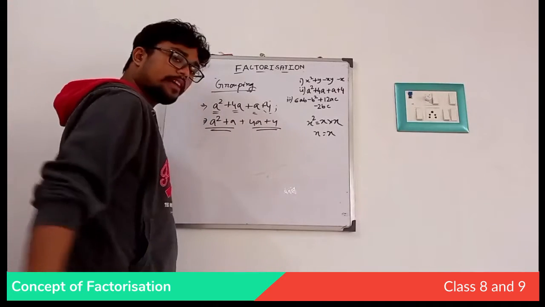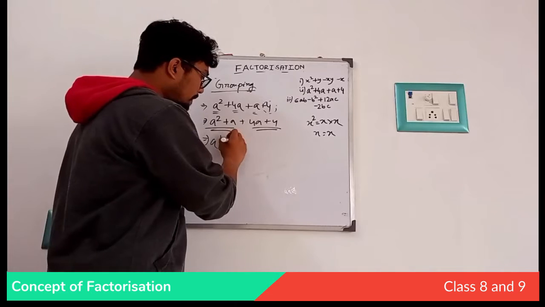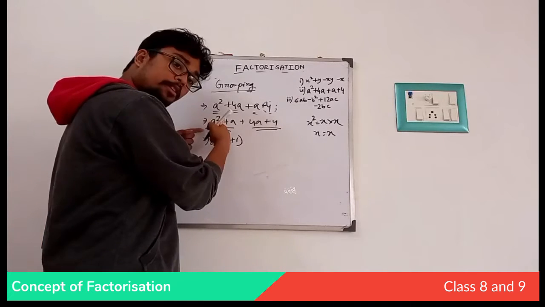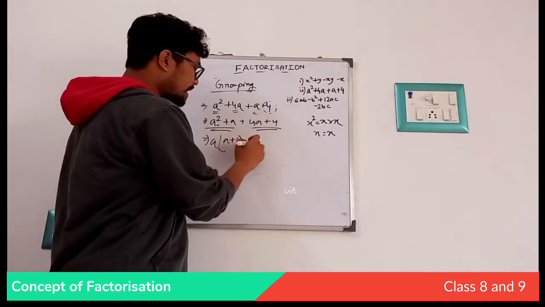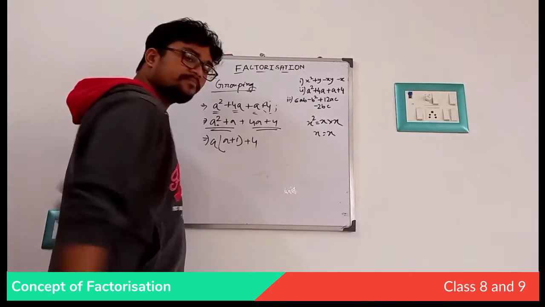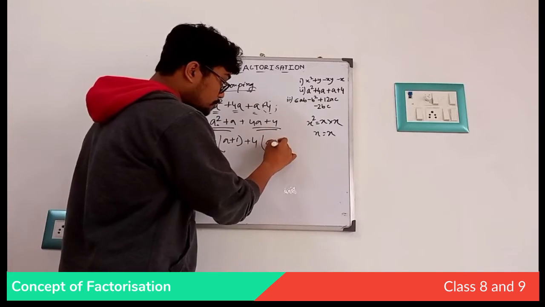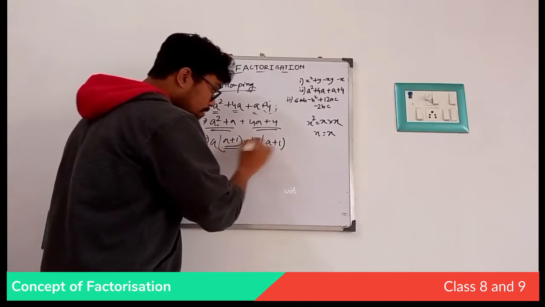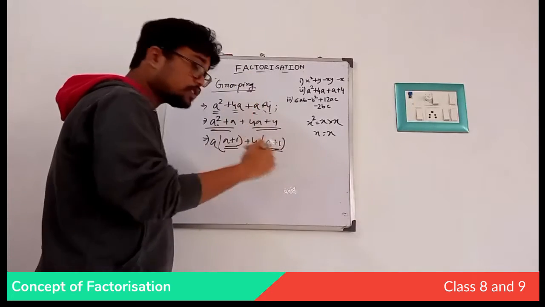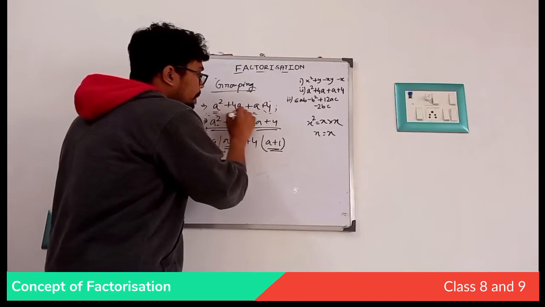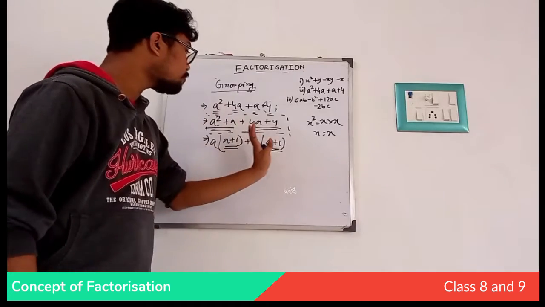Okay, so what will we have? We have a into a plus 1. Taking out the common a, we have a from this and 1 from this, and if I take common 4, then what will be the remaining part? A plus 1. Look very carefully, this a plus 1 is a common factor of both terms, so I can choose a group like this one.